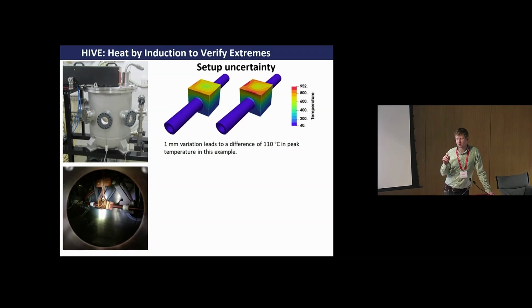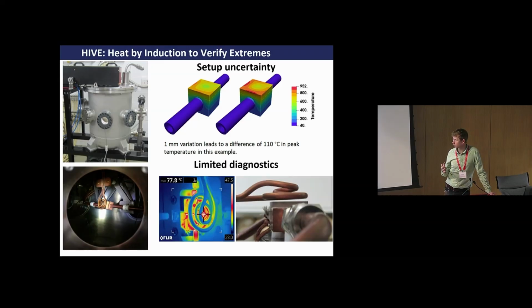So very, very slight changes can have quite a big impact on the results. If you move the coil 1 millimeter, you have 110 degrees difference in the maximum temperature, which 1 millimeter is going to be very hard for you to actually measure, whereas it's going to have a big impact on your results. And the other one is the sort of limited diagnostics they have available.